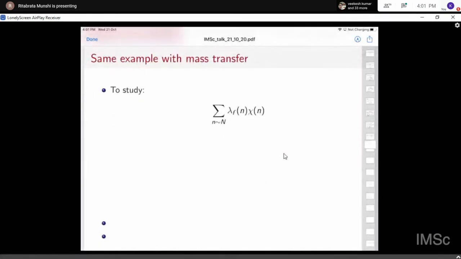The trick that I'm going to use is called mass transfer. I'm going to again apply the delta method to this lambda f of n chi of n, and now we'll get a better bound by applying a trick. So this is the sum that you want to estimate. Like before using the template, we apply a trick and then the template, and it gives you a much stronger result. Okay, so what is the idea?